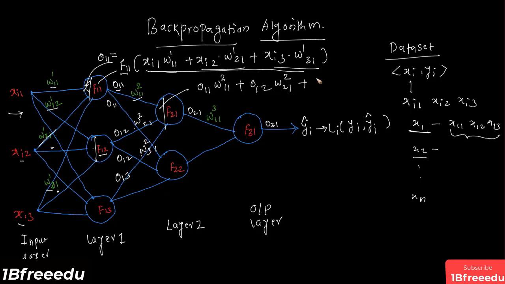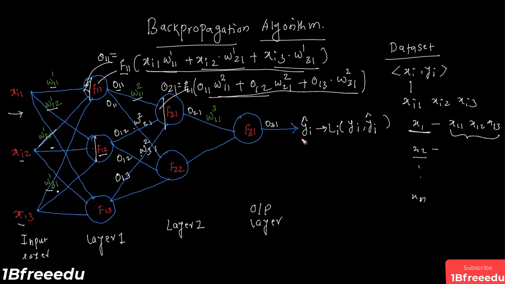So O13 into W231, and on that sum we apply this function F21 and we get the output O21, right? O21 is F21 of this, sorry. So that's how we get the outputs of these neurons, and these outputs propagate in the forward direction.